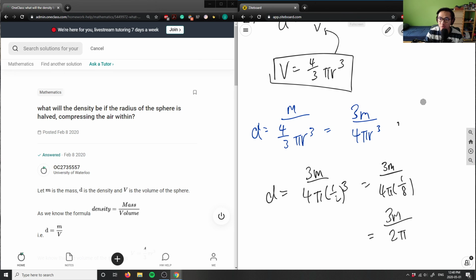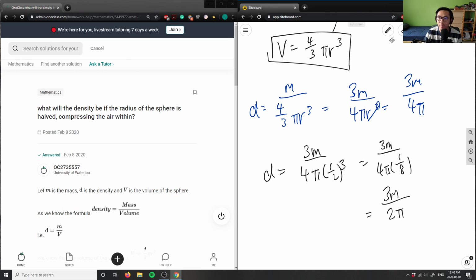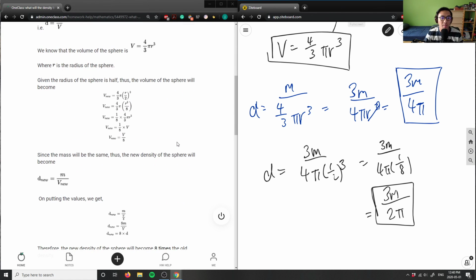And then if it was my original equation, what would I get? If r equals 1, 1 cubed is simply 1, right? So I would have 3m over 4 pi. So as you can see, with the normal radius I would have 3m over 4 pi, and with the halved radius I would get 3m over 2 pi, right? So this is a difference of half. Again, if a sphere's radius is halved, the density would also be halved.